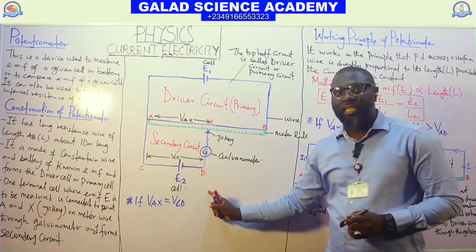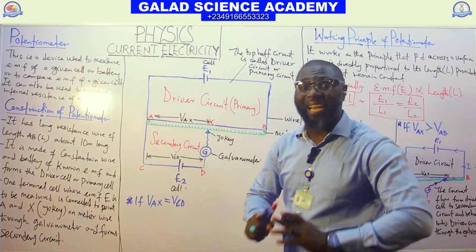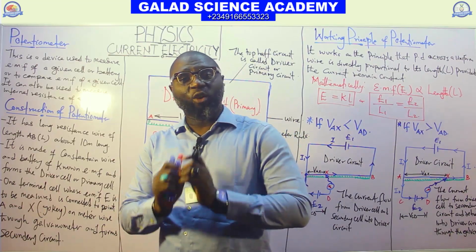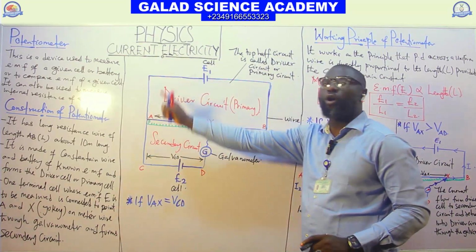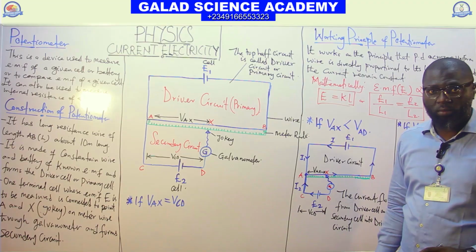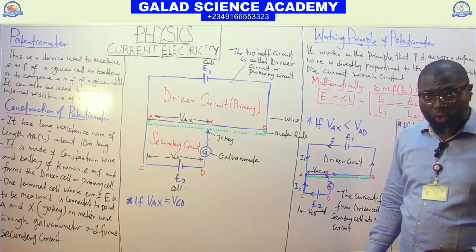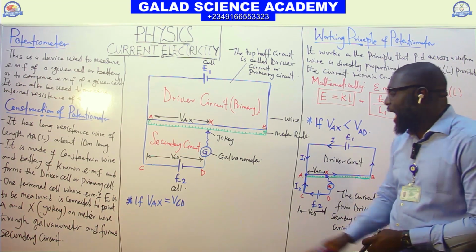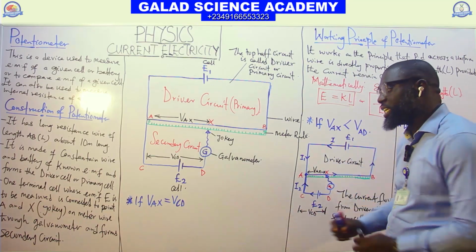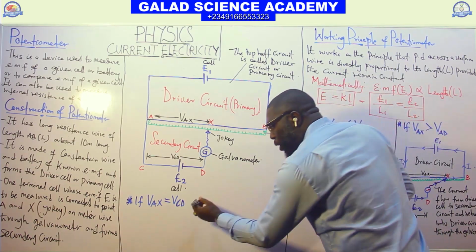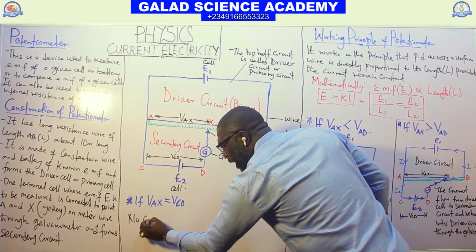Whenever they are equal like this, the potentiometer is balanced. As a result of that, no current flows in the circuits. It is balanced, and no current flows in the circuits. And so, no current.